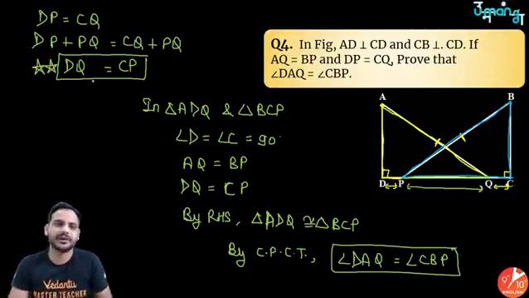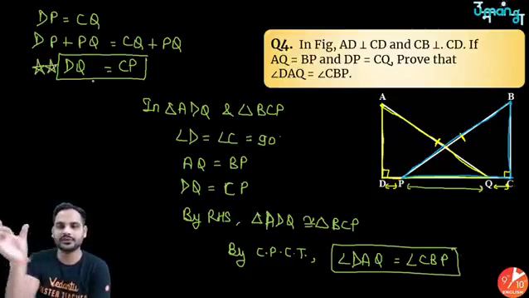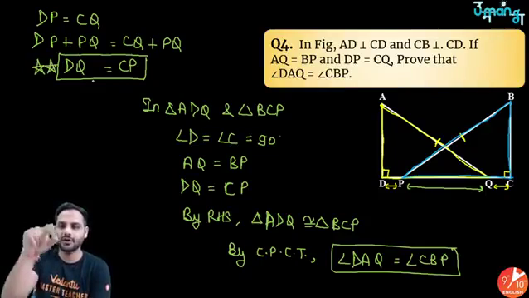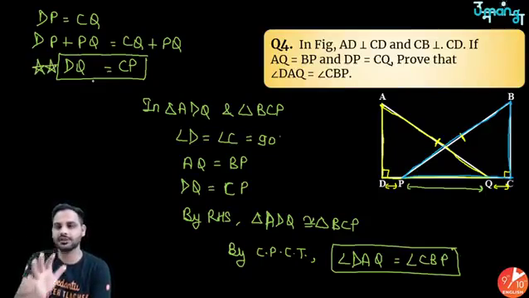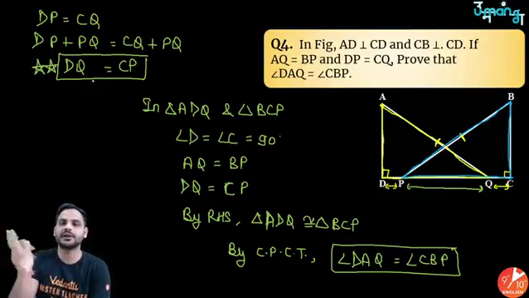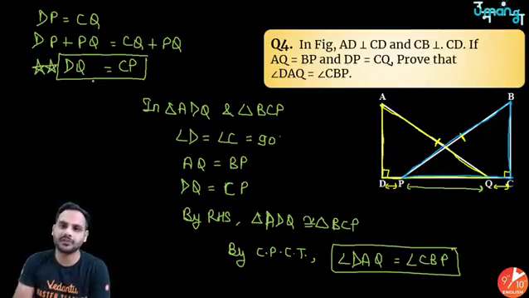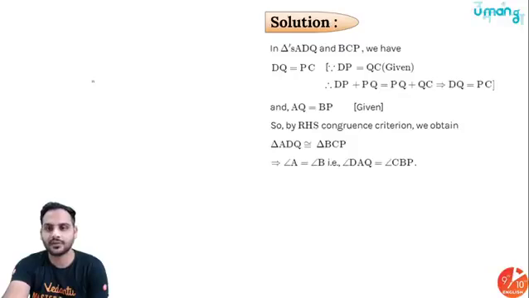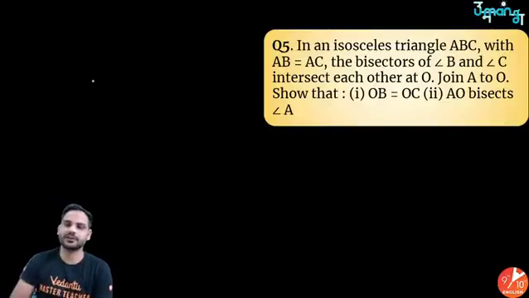to get DQ is equal to CP. Got it? So always look at both the triangles which you think you will be proving congruent and try to think what can be done to get these two triangles congruent. Got it? So this is how question number 4 will be solved. Let's go for the next question.